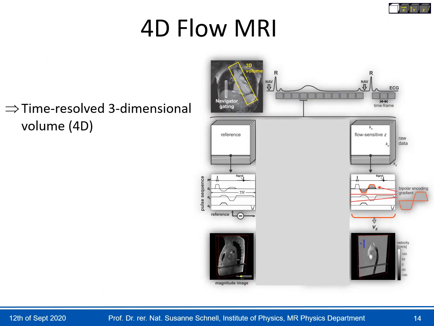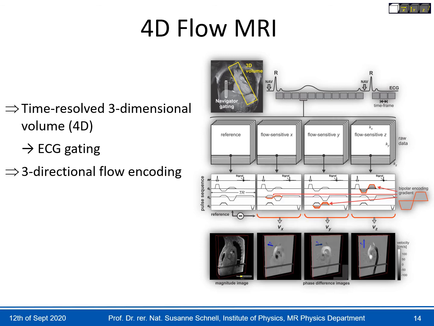So this is how it looks like. We acquire a 3D volume reference acquisition that is time resolved. We acquire a flow sensitive scan in one direction that is also 3D and time resolved. In addition, we acquire X and Y directions to achieve the 3-directional flow encoding. And if we acquire this dataset in the thorax or abdomen, we additionally need to take care of navigator gating to control for respiration.